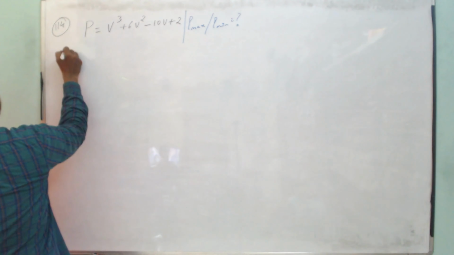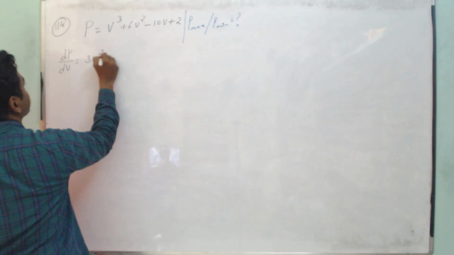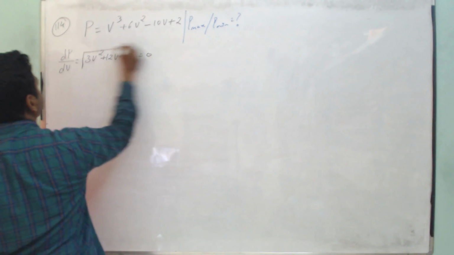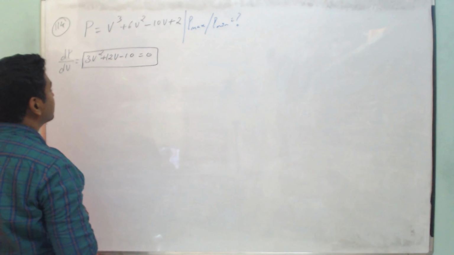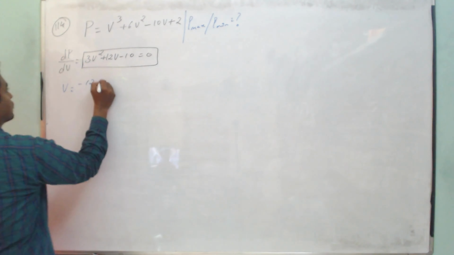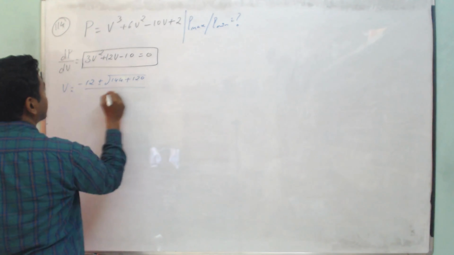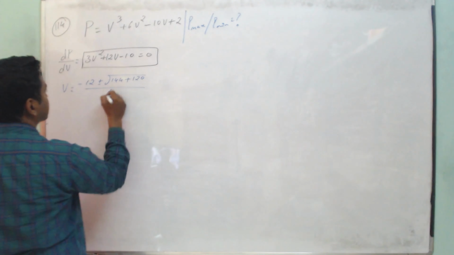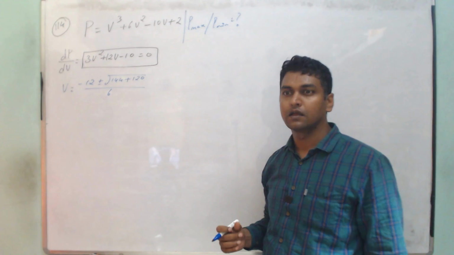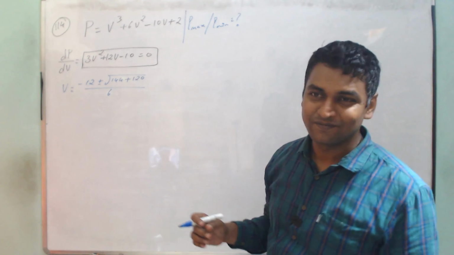So the first differential with respect to volume is basically 3V square plus 12V minus 10, and we equate it to 0 for our maxima and minima. Now for this quadratic, my solution is minus 12 plus or minus root over B square minus 4AC divided by 2A, which is 6. 144 plus 120 is 264. Oh, wait. I wrote 164 instead of 264.